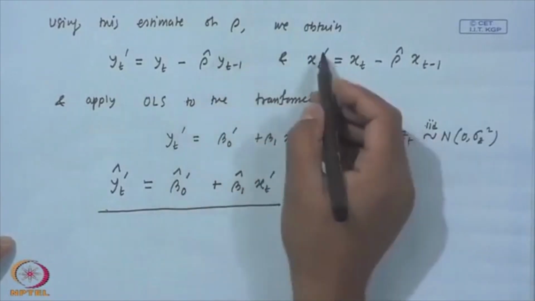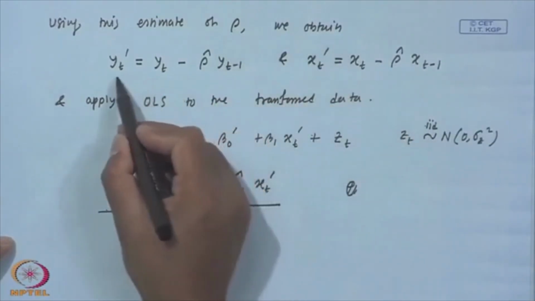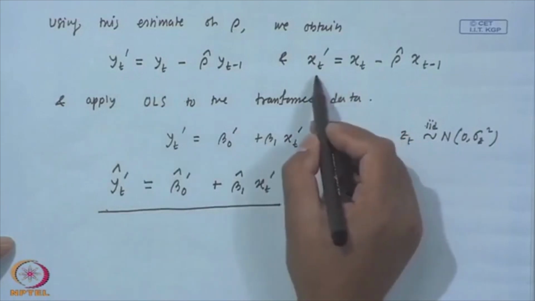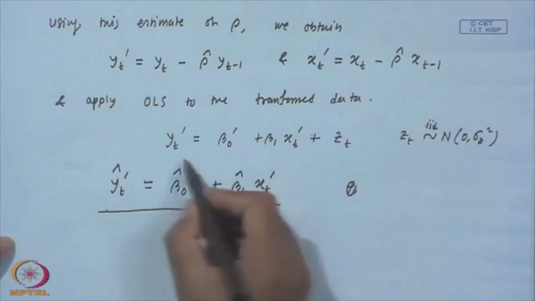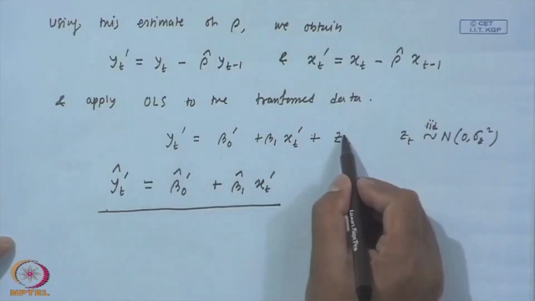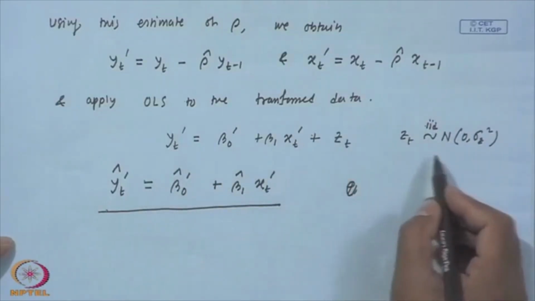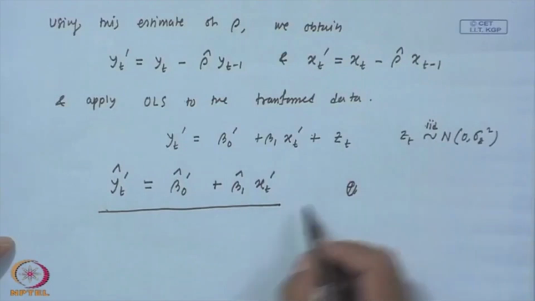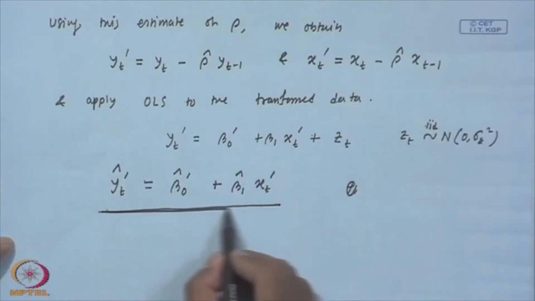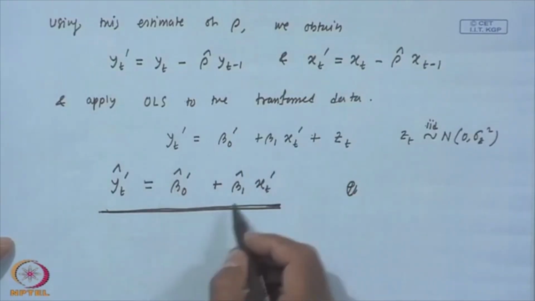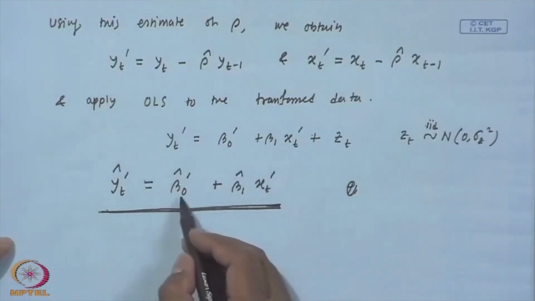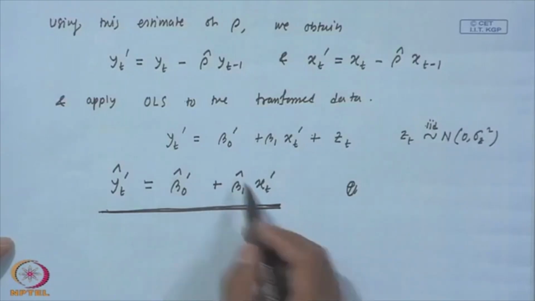So the rho value is equal to this, and using this rho, now you can transform the data y t to y t prime, similarly x t to x t prime, and now you know that the transformed model has error z t, which is normal 0 sigma square, and they are independent. So you can apply the ordinary least square technique to this transformed data, and you can happily estimate beta naught hat and beta 1 hat. Okay.